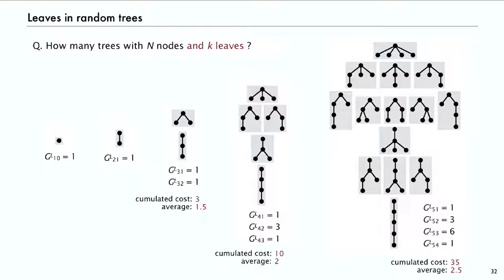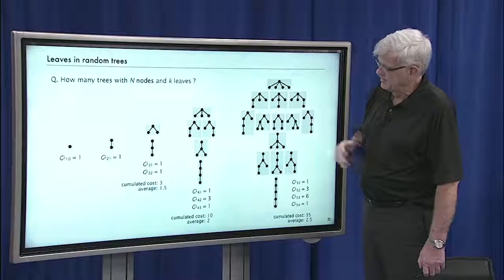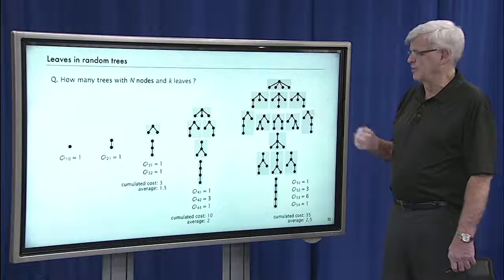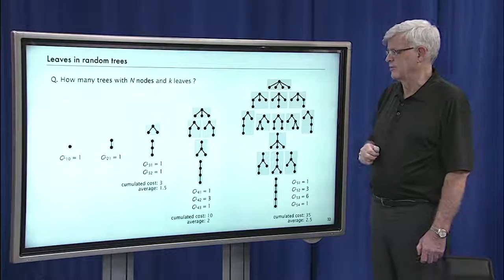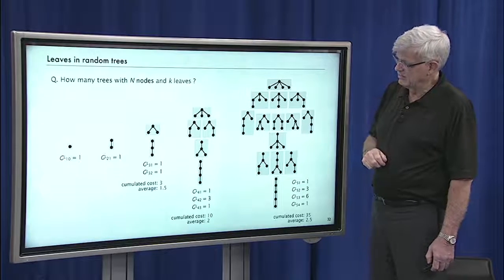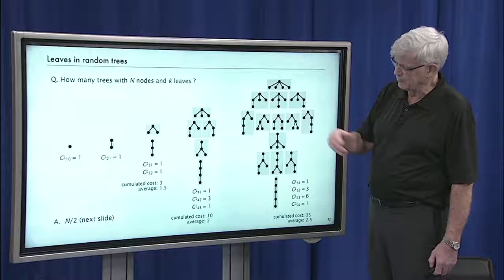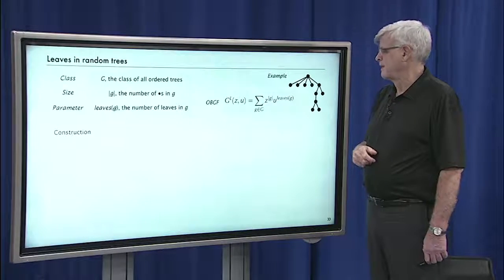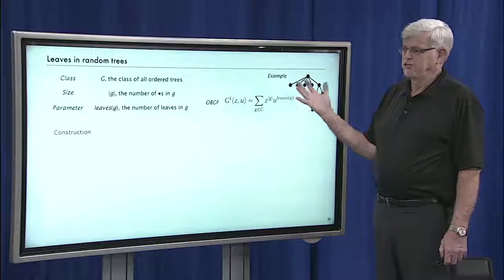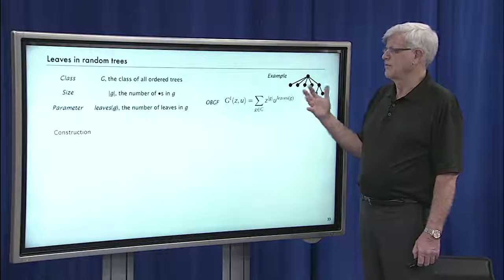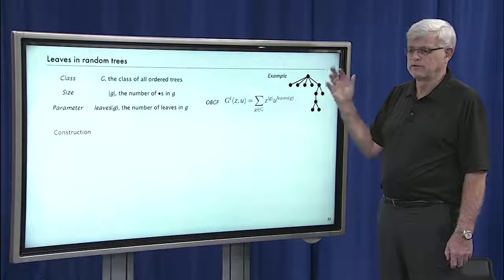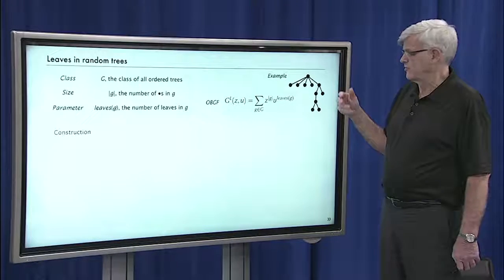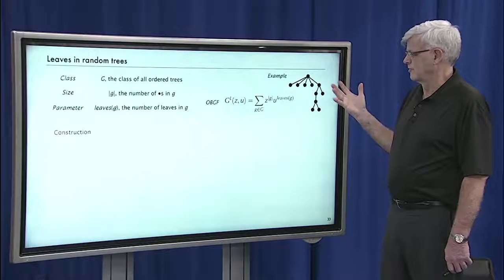And the next one is 35, the average is 2.5. And again, you might have a hypothesis for the number of leaves just from this table, but the question is to prove it, which is straightforward. It turns out to be n over 2, and we'll prove it on the next slide. So we're going to use the same construction that we used before for trees, but we're going to carry through the transfer for ordinary bivariate generating functions, not just single bivariate generating functions.